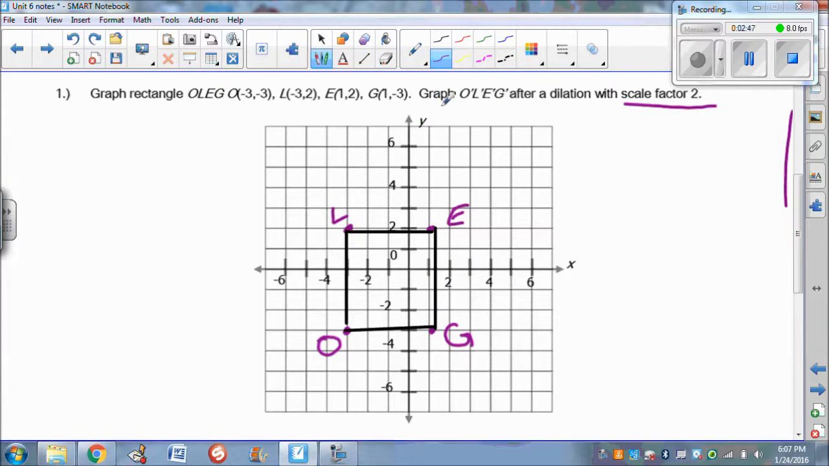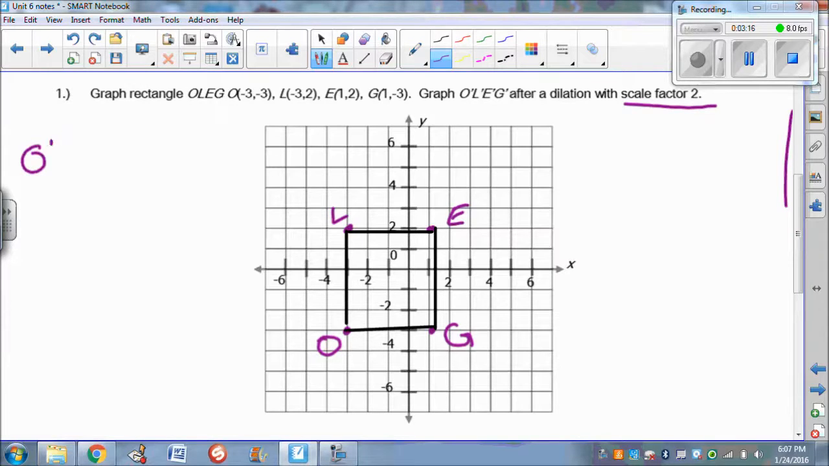Now let's make that prediction I had initially talked about. If we're going to graph O prime, L prime, E prime, G prime after dilation with a scale factor of 2, we're going to multiply by 2. What's your prediction in change of size? Is my original rectangle going to get bigger, or is it going to get smaller if I'm multiplying it by 2? Think about that. Write your prediction down. Smaller or bigger? What do you think? Now let's see what happens.